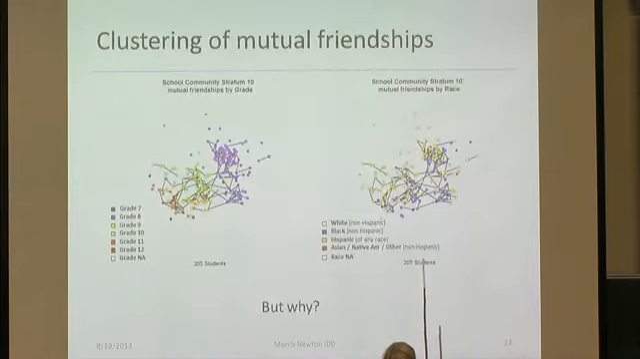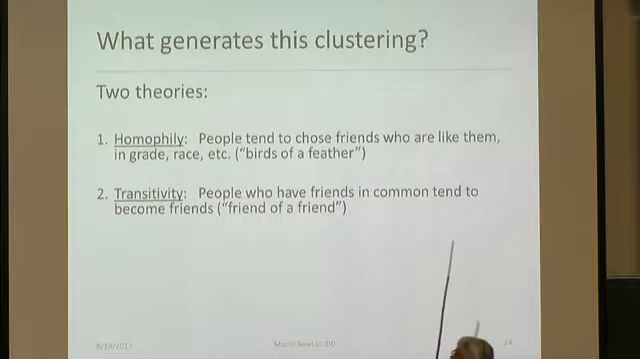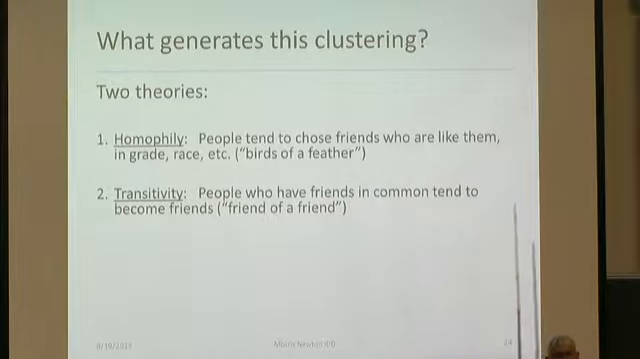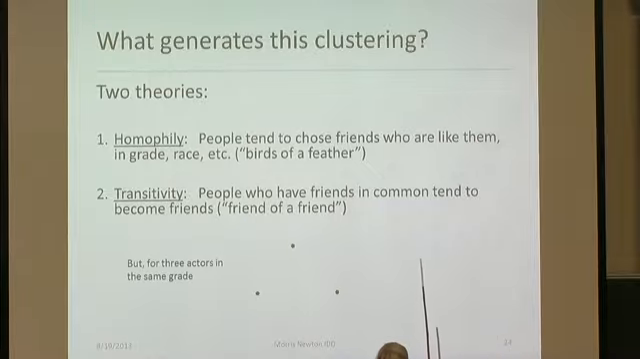And if we're looking at this clustering, we might be interested in 2 different processes that would generate the clustering. One would be homophily, which is people tend to choose friends who are like themselves. So you end up getting clustering, and even triad closure is kind of a byproduct of that homophily process. And the other is transitivity, which is, friend of a friend is my friend.